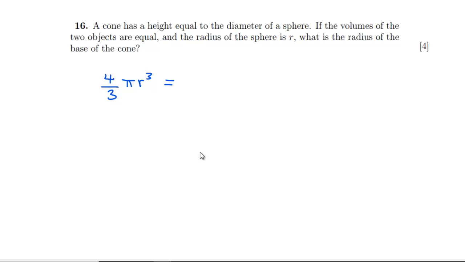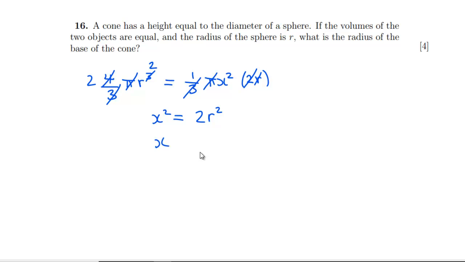Right, so the volume of a cone is 1/3 pi x squared h. And what have they said about h? The height is equal to the diameter. So we need to multiply that by 2r. Okay, and we need to cancel lots of things. So we get rid of the pi's, get rid of the thirds, get rid of one of the 2's, get rid of one of the r's. So we've got that x squared is equal to 2r squared. So x is equal to r root 2.